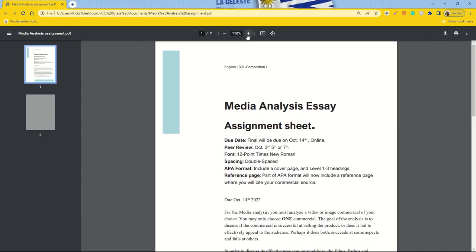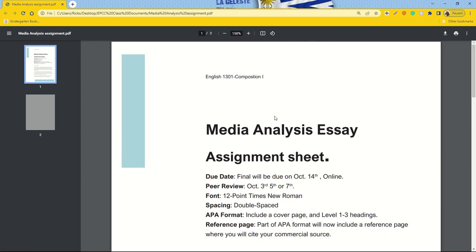Okay, so let's go ahead and take a look at the media analysis assignment sheet. For this one, we can go ahead and ignore the peer review. You all will not be required to have a peer review. However, I will ask that you submit it to the writing center, so that way they can review it for you.